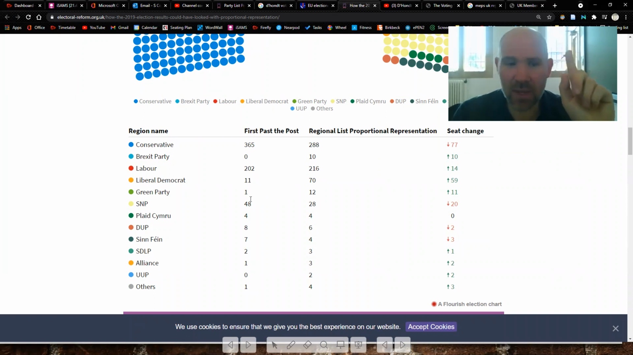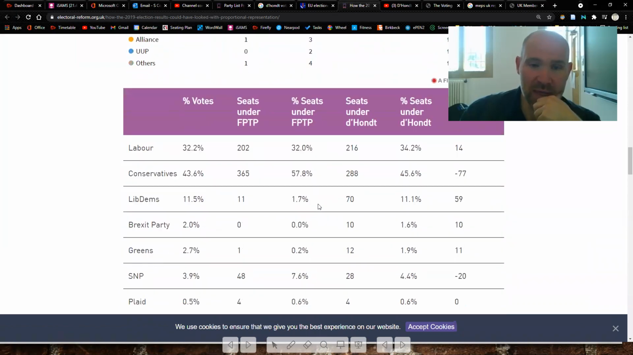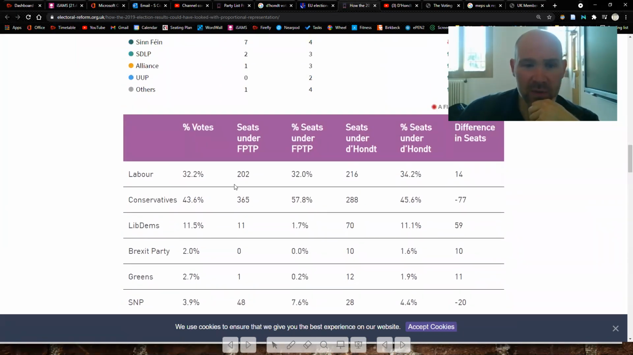And now look at this the other way. The SNP go from 48, because of their concentrated support, down to 28, which actually better reflects their total percentage of votes across the whole of the UK. And if you now have a look here, which shows you the percentage of votes they get, the seats under first past the post, and the seats under, they're calling it D'Hondt, and I'll come back to that, but the seats under the regional thing, you'll see it is far more similar to what the actual percentage of votes gets.